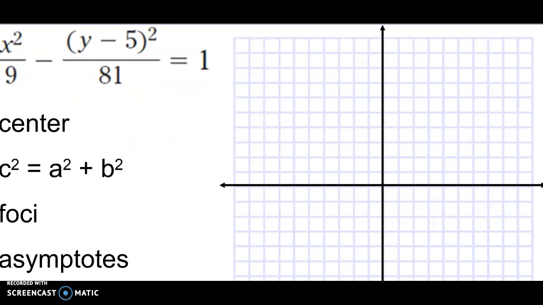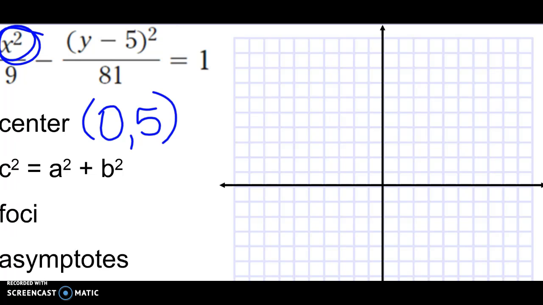Okay, so we've got x squared over 9 minus (y minus 5) squared over 81. I might run out of time, so I'm going to try to go really, really fast. All right, so my center is going to be at (0, 5). Okay, my x value is first this time, so it's going to open up a little differently. So let's draw our center at (0, 5), 1, 2, 3, 4, 5.